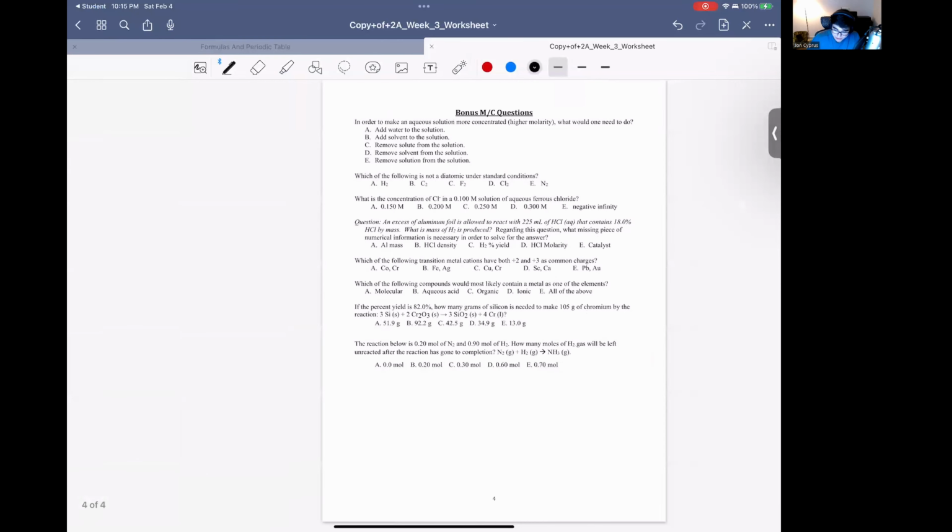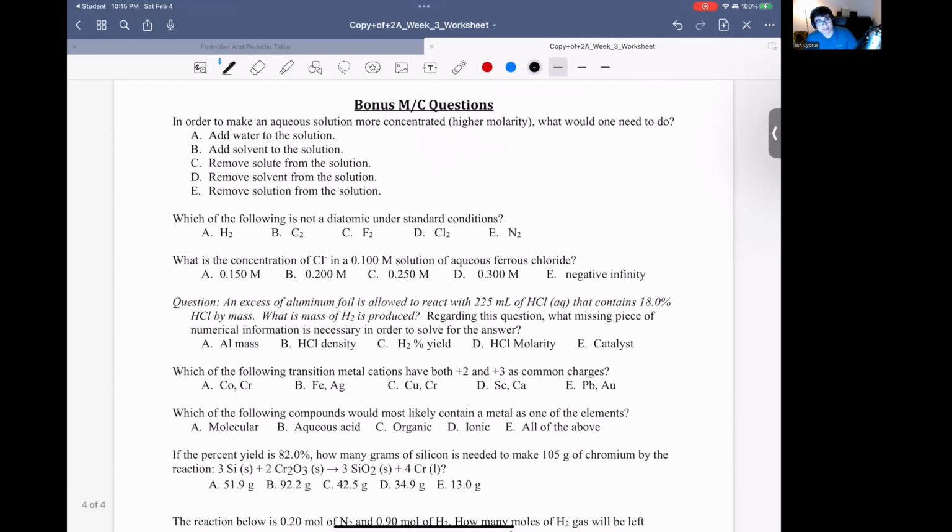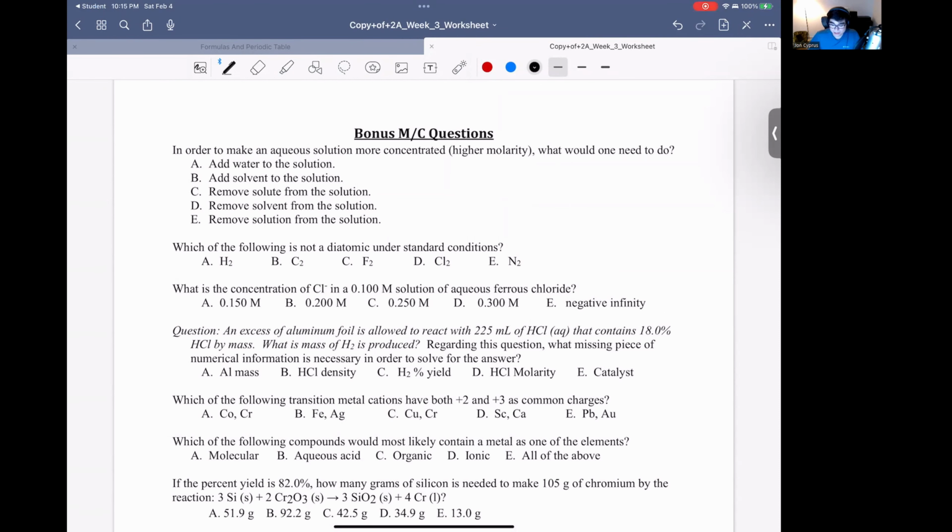There are some bonus questions here, so we'll quickly go through this. It says, in order to make an aqueous solution more concentrated or higher molarity, what would one need to do? Right, what you need to do is you want to remove solvent. If we're looking at this, M is equal to moles over liters. 2 ways you can increase this. You add more moles of something to make it more concentrated. It makes sense. You're adding more stuff.